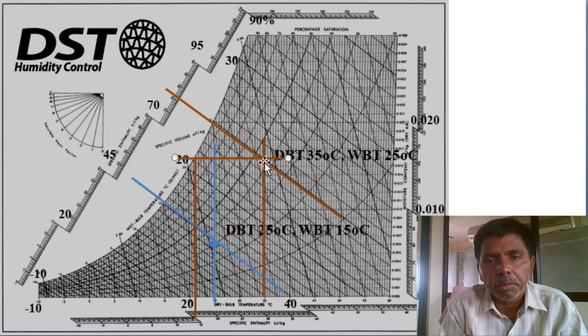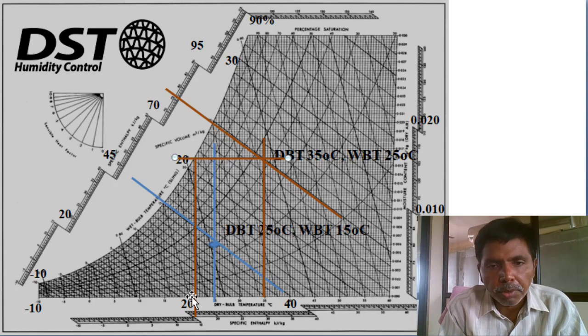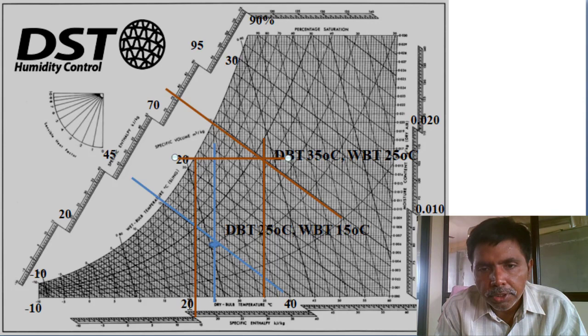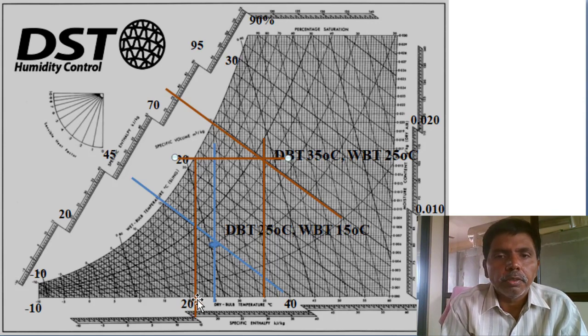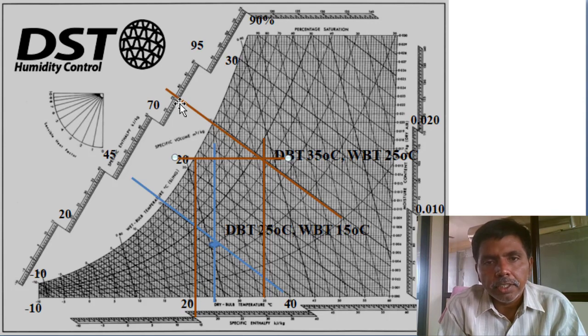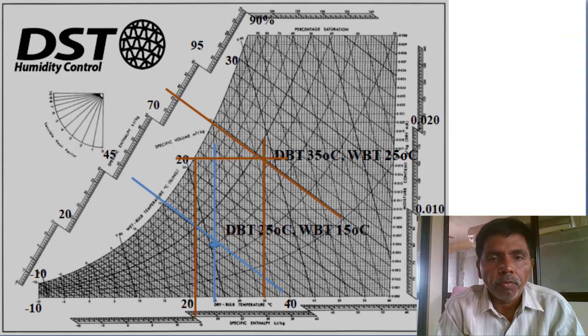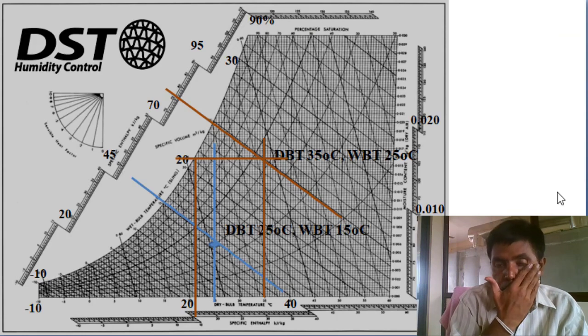Next, what is the dew point temperature? Horizontally you move to the saturation line. At that point, whatever the dry bulb temperature is there, that is the dew point temperature. Maybe it is around 21.5 something. And what is the enthalpy? Extend the same wet bulb line to the enthalpy line. 70, 75, maybe 76 something kilojoules per kg. Dew point temperature 21, above 20. And relative humidity is 45.